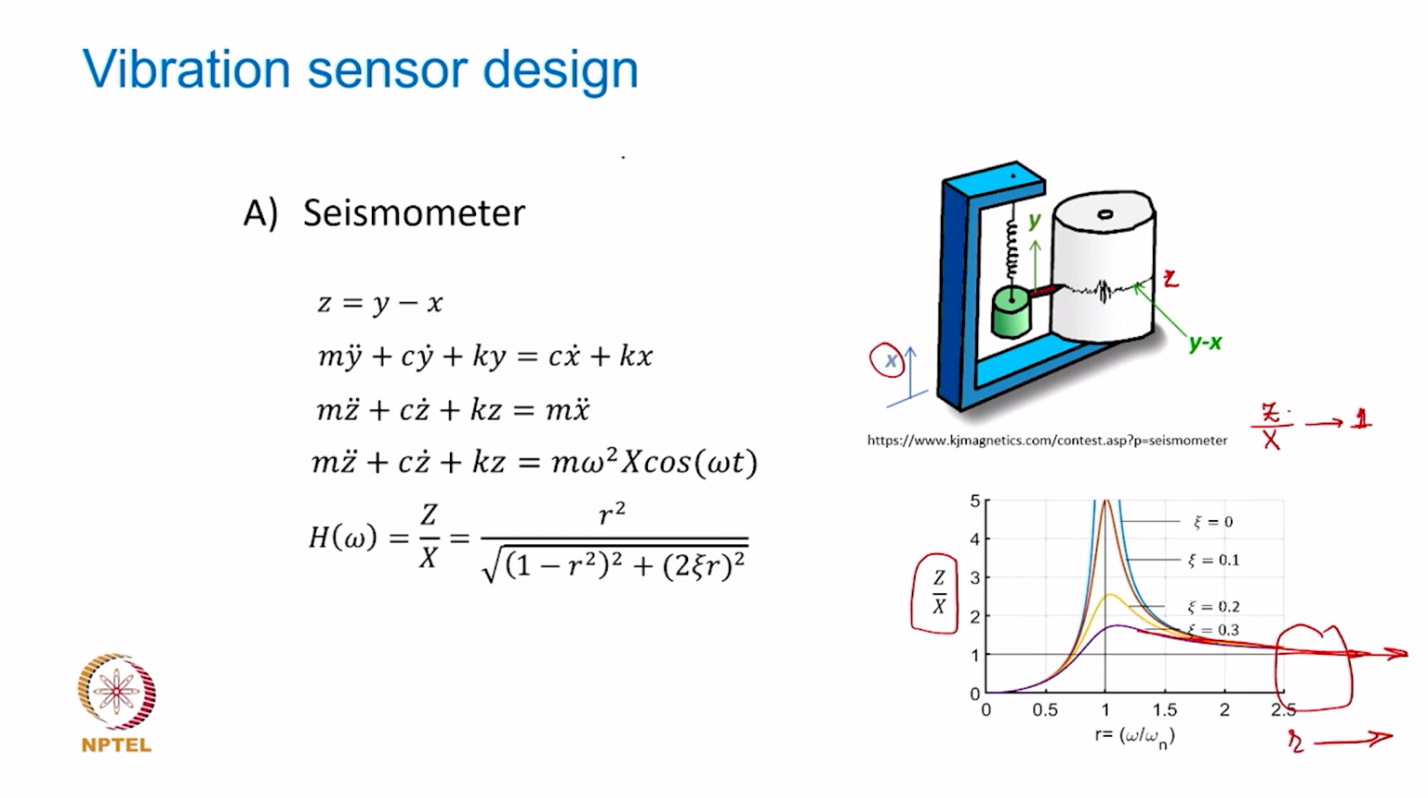Now, what does that imply? It means that r should be as high as possible, which actually means that omega over omega n should be as large as possible. What does that mean? Supposing the excitation to this sensor is, let us say, 100 radians per second. Let me again take an example, 100 radians per second. For a given excitation frequency, what should omega n be to have this ratio as large as possible? What should be the implication in the design?